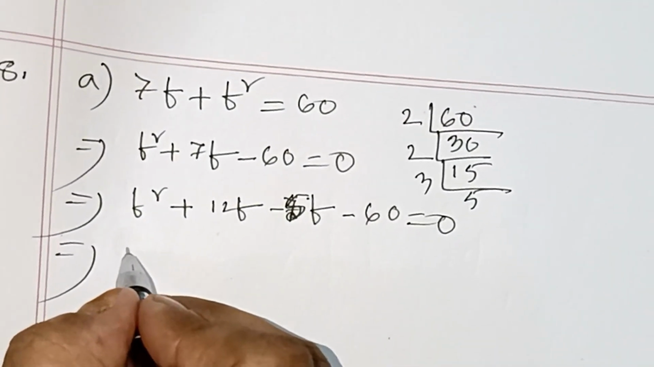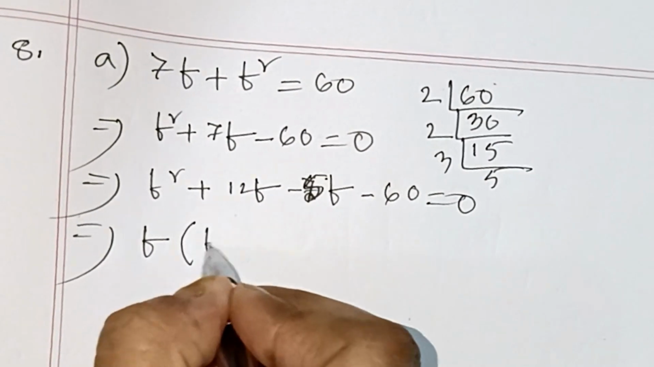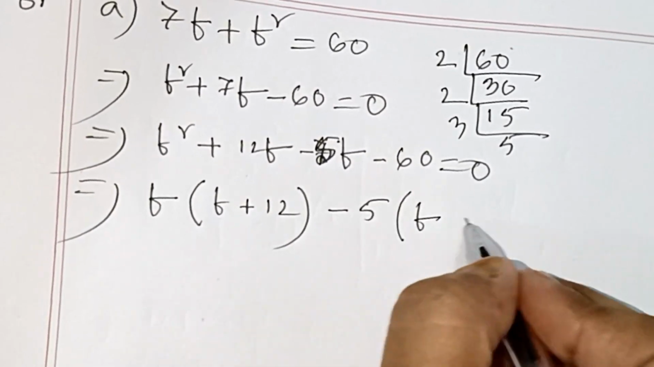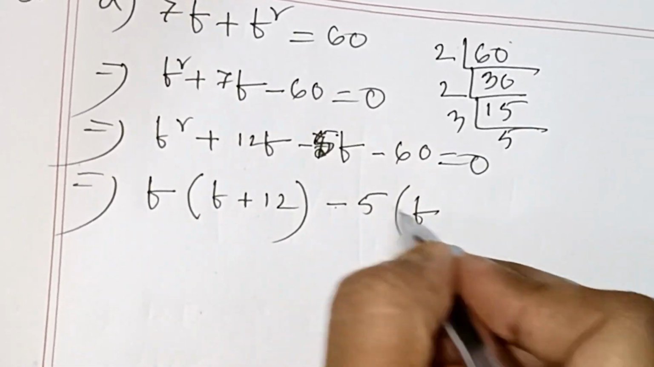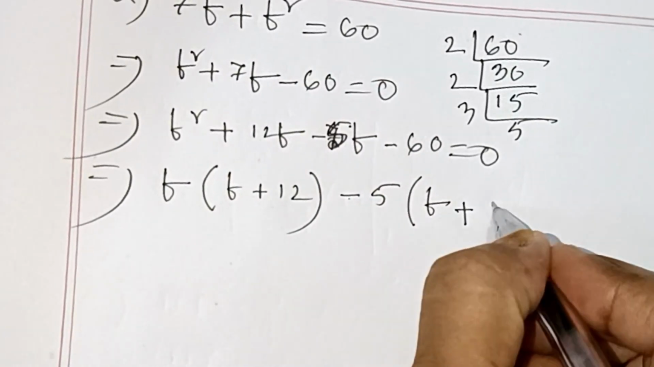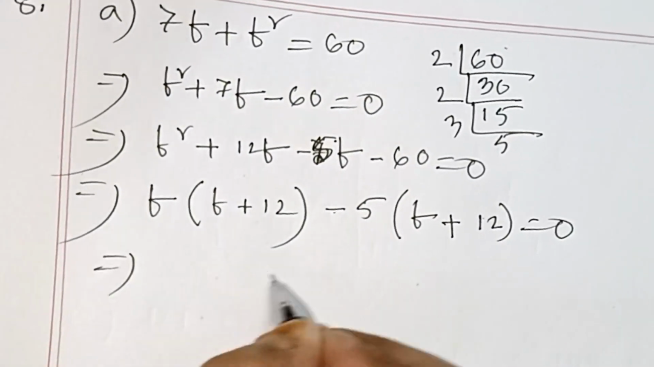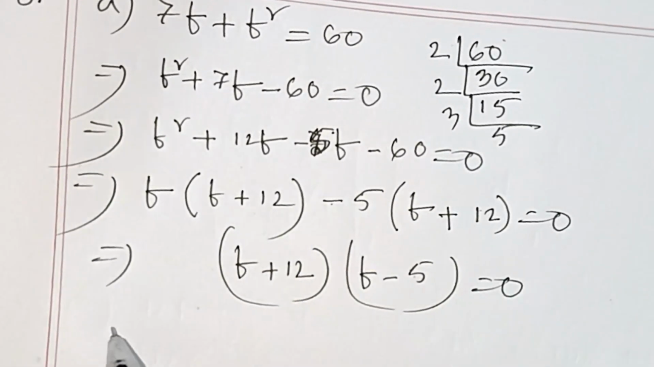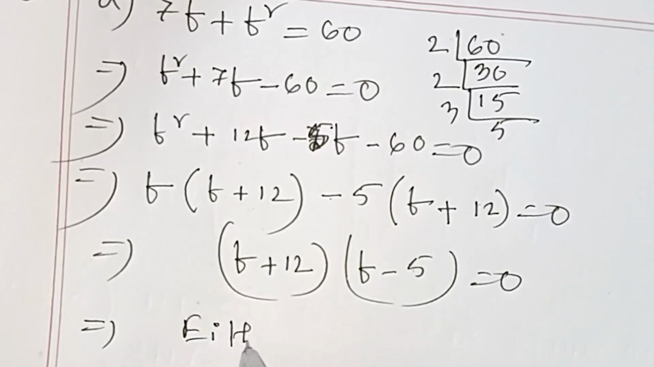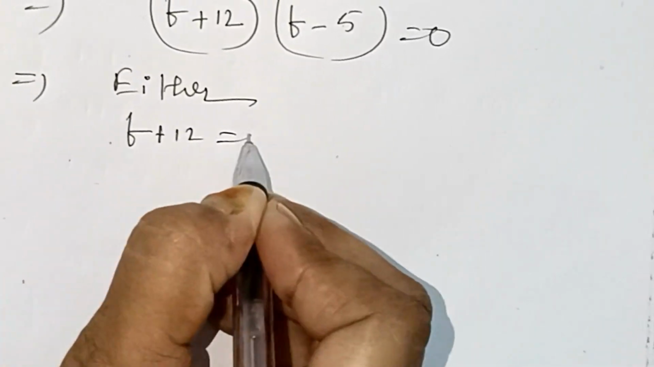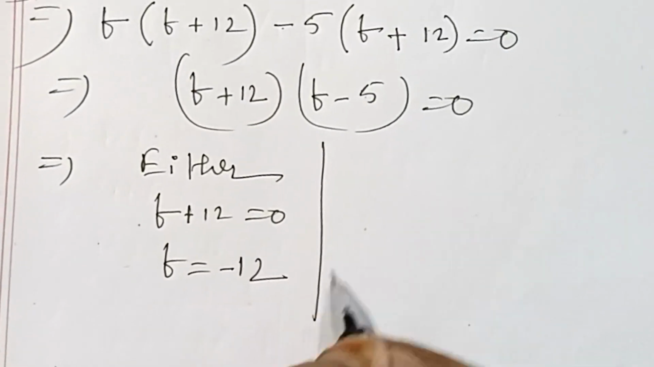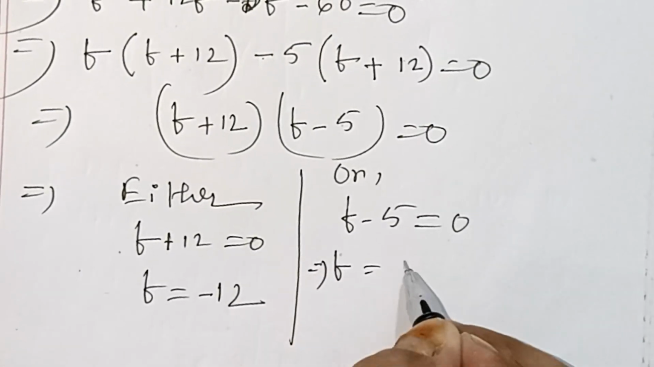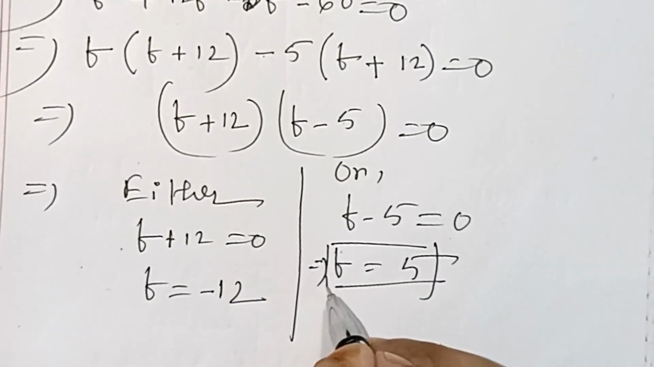Now the 4 terms here, so common 2 part, common here f, so f plus 12. Now common here 5, so 60 divided by 5, that means 12, and minus here, so f plus 12, that's it. So f plus 12, f minus 5. Again two solutions here: either f plus 12 is equal to 0, so f is equal to minus 12, or f minus 5 is equal to 0, so f is equal to plus 5, that's it.